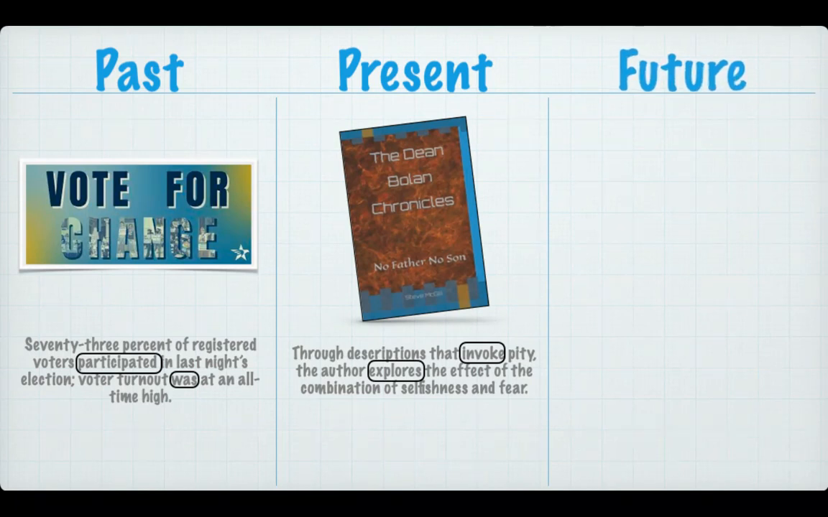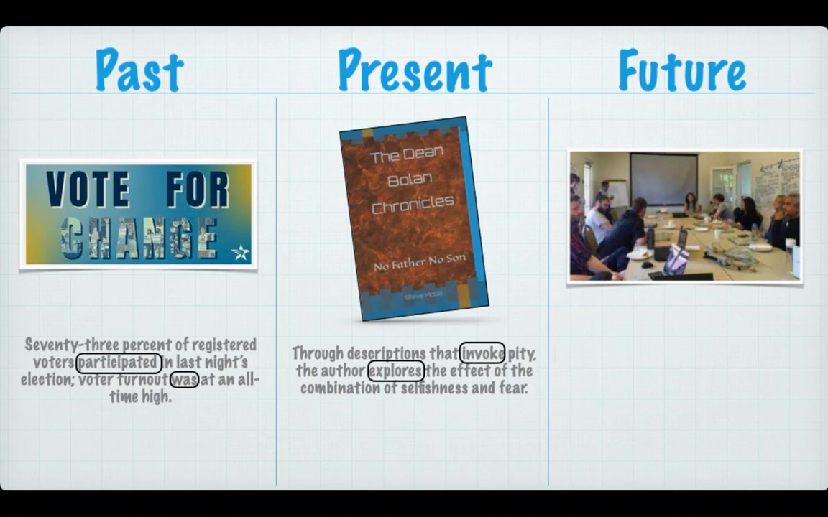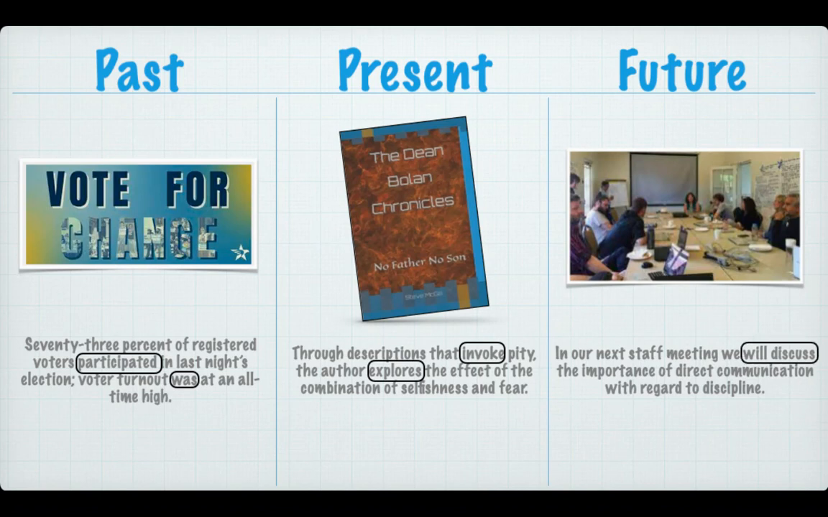Future tense is used to describe plans or for instructions. Here's an example. In our staff meeting, we will discuss the importance of direct communication when it comes to discipline. Will discuss. Future tense. Regardless of the tense you use, be as consistent as possible. That's the key. You don't want to confuse your readers by switching back and forth between two different points in time.